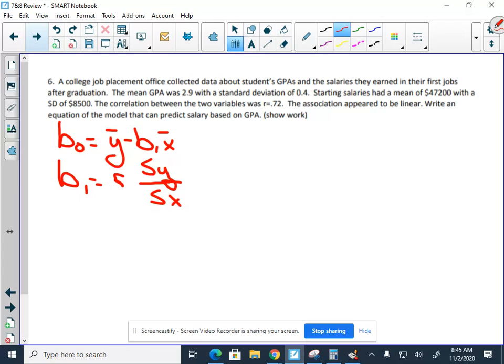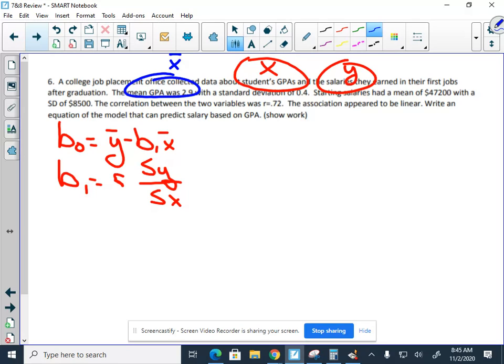The College Job Placement Office collected data about students' GPAs and salaries. Students' GPA is going to help predict their salary. What you get in college helps predict your salary. At least that's the sense of what we should be doing. The mean GPA. Now, we've got a lot of stuff. It's up to you how you do this, but the mean GPA, since GPA is X, and that's the mean, this one is X bar.